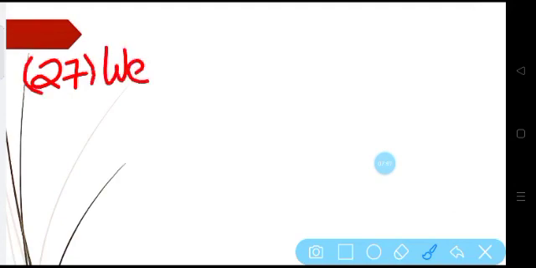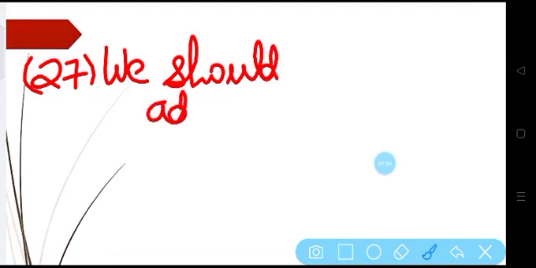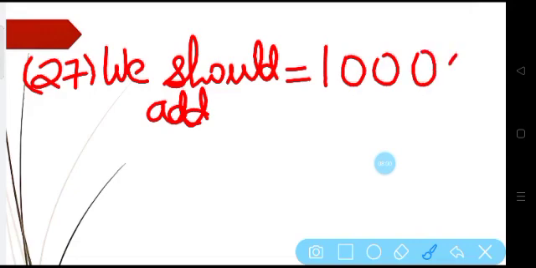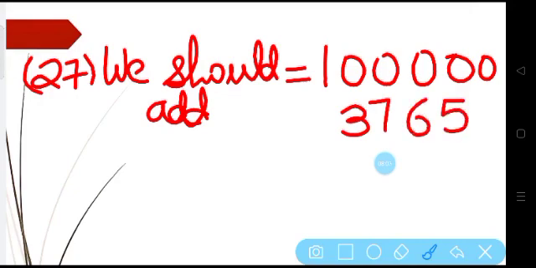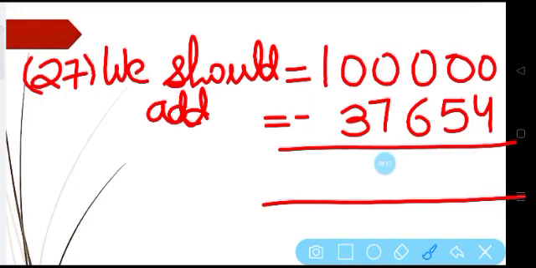So we should add this, we have to find out. They have given you here 1 lakh, and what number should be added to 37,654? It means what number we are going to add to this so that the resultant is this one. So it is better that we simply subtract this part from this, so the remaining part is what we should add to get 1 lakh.